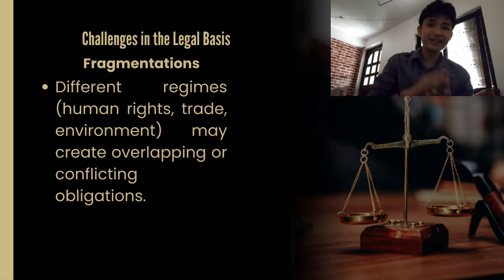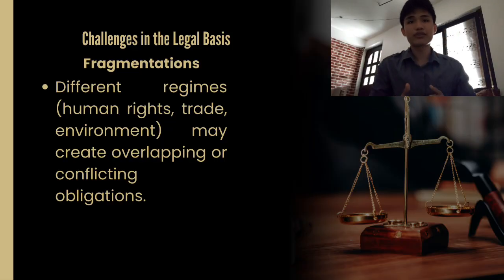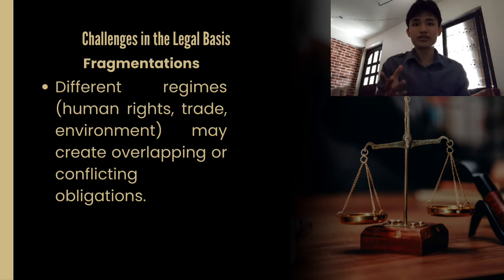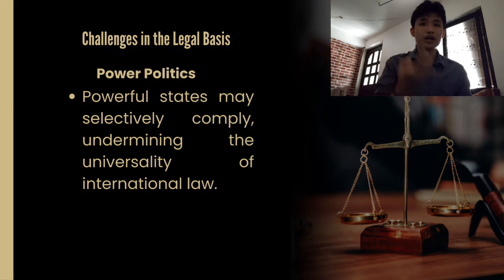Second is fragmentation. Sometimes these rules overlap or conflict, making it harder for countries to follow them all at once. A good example is if a country might want to protect the environment but also has a trade agreement that allows harmful practices. The third is power politics. Some countries are more powerful and can decide which rules to follow and which to ignore, while smaller countries have to obey more strictly. This makes it harder to treat all countries equally under international law.